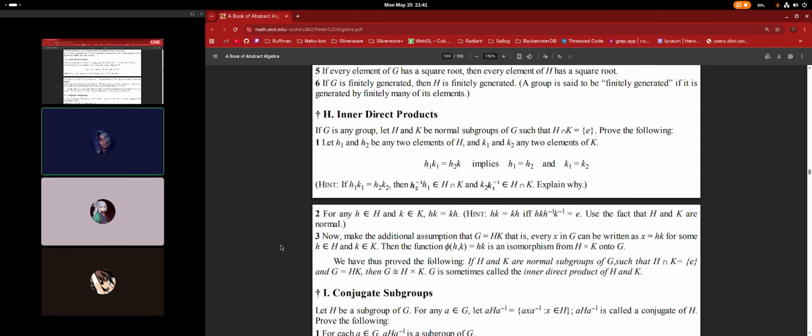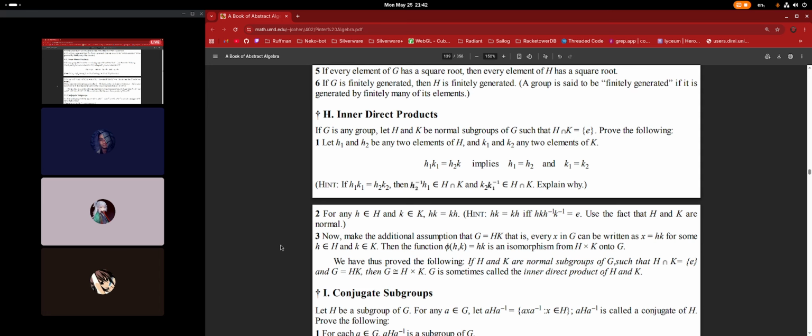And in the hint, it says that if that holds, then H2 inverse H1 must be in the intersection between H and K, and the same for the K version. Wait. So they are both normal, which means that the conjugates are there.